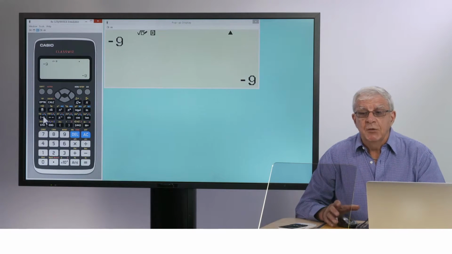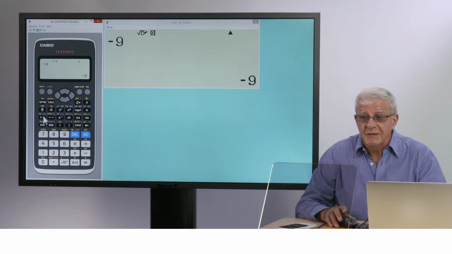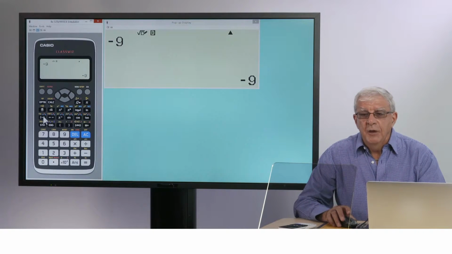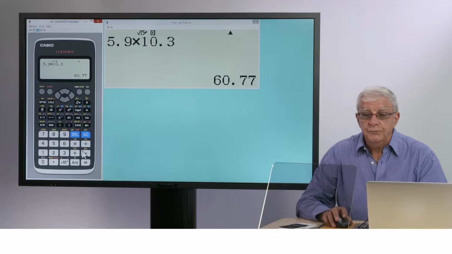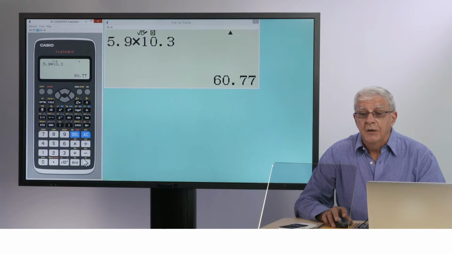Sometimes a decimal result is preferred and a fraction result is unhelpful. For example, to find the area of a classroom that is 5.9 metres wide and 10.3 metres long, we don't want the result as a fraction, so tap the Shift key up here and then the equals key to get the result as a decimal. Notice there is a symbol here above the equals key to show approximately equals.